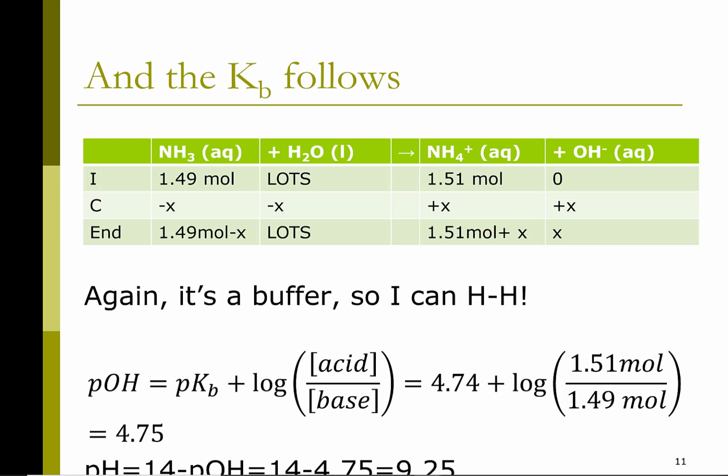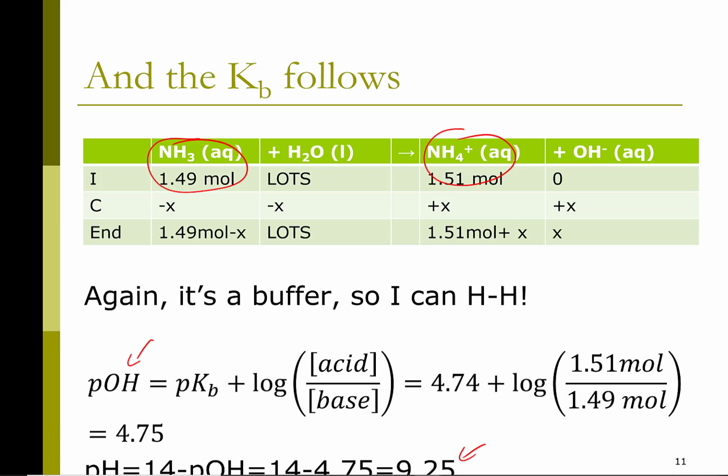This is my buffer reaction. I have an initial amount of both conjugate species, and if I recognize that it's a buffer, I can just straight up Henderson-Hasselbalch it. If not, I can always go through, write the K equation, and solve the K equation. That's all Henderson-Hasselbalch is really doing for me. And if I do that, I use the pOH version of Henderson-Hasselbalch because it's a base. I get a pOH of 4.75, which gives me a pH of 9.25.